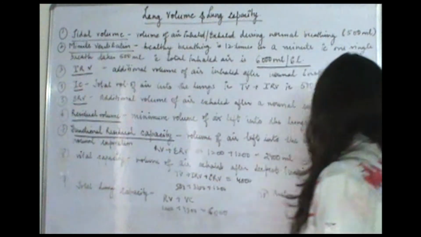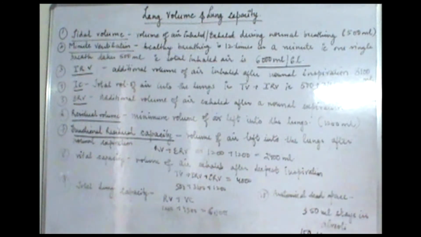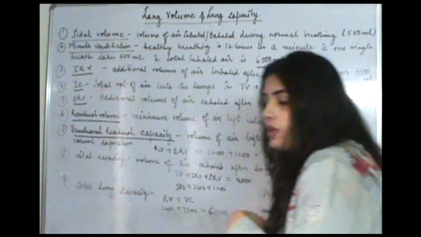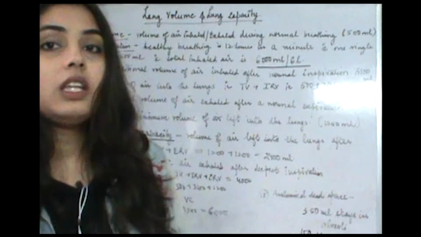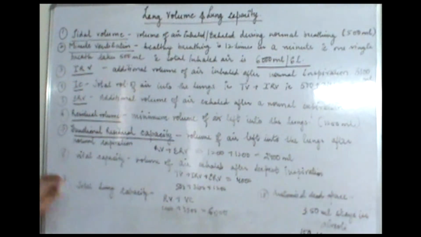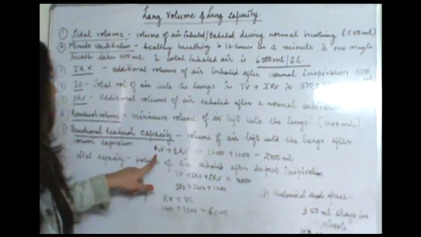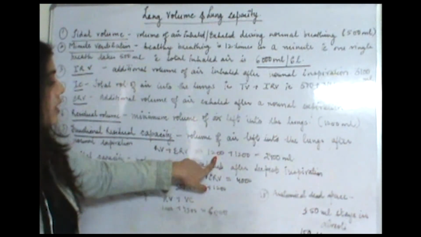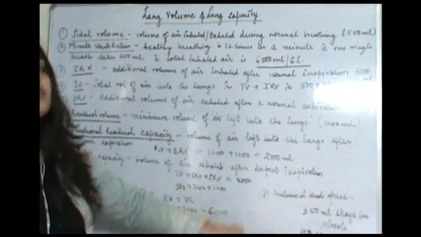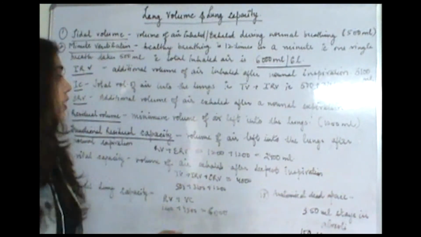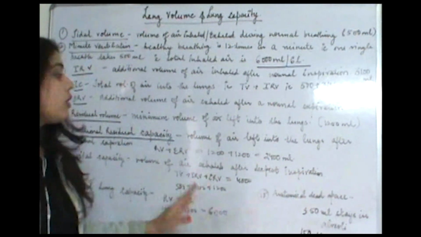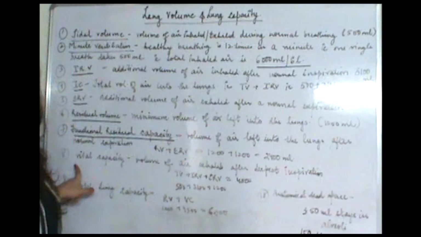Next is the functional residual volume or functional residual capacity. It is the volume of air which is left in the lungs after normal expiration. After you breathe out some amount of air, the little air that remains in the lungs is residual volume plus expiratory reserve volume, that is 1200 plus 1200, which gives you 2400 ml, right? So this is the total amount of functional residual capacity.